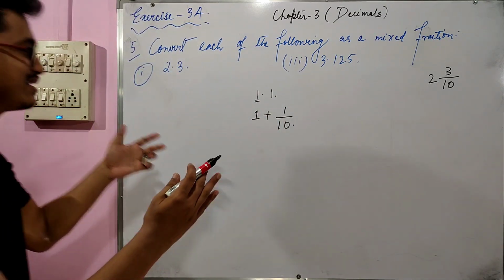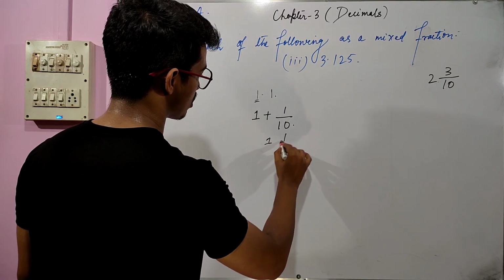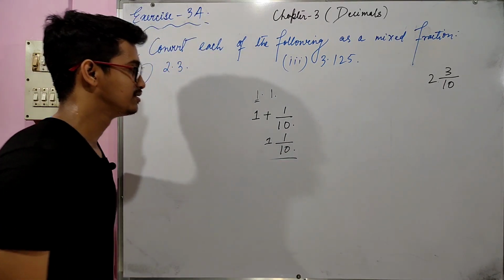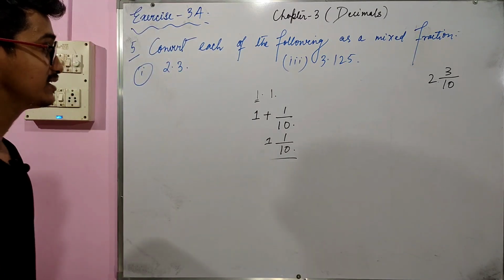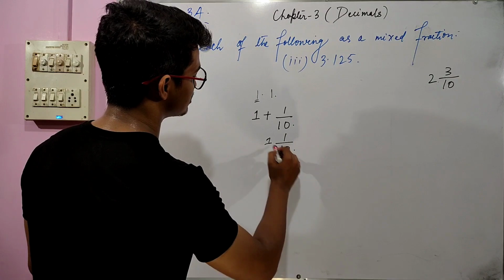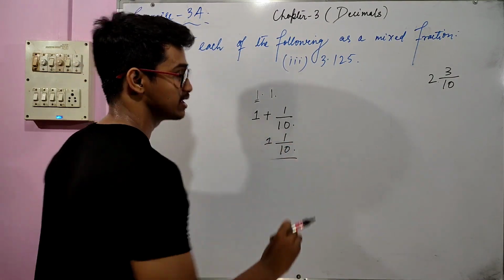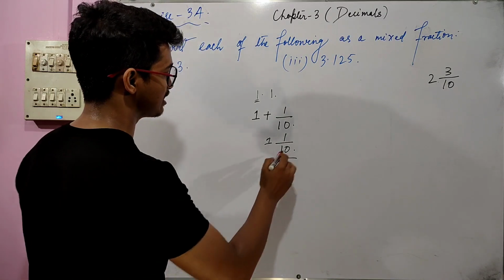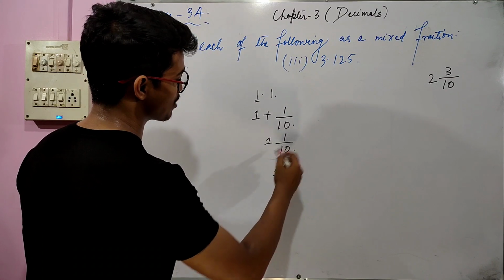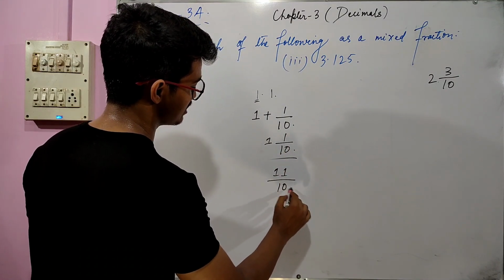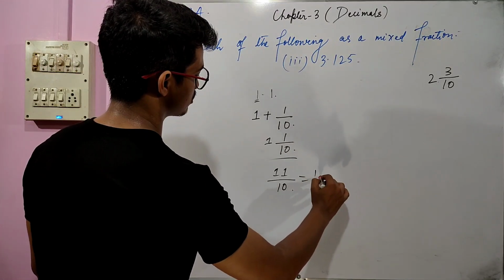So if I associate this number completely, you will see that 1 by 10 is nothing but 1.1. So how am I doing this? Basically, if you just convert this fraction into an improper fraction, you will see that 10 into 1 will be 10, plus 1 will be 11, over 10. So if you divide 11 by 10, you will get 1.1.